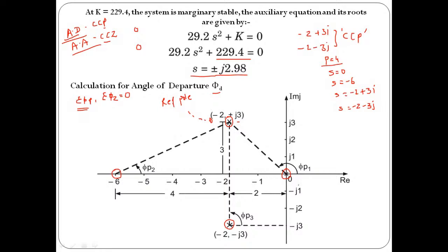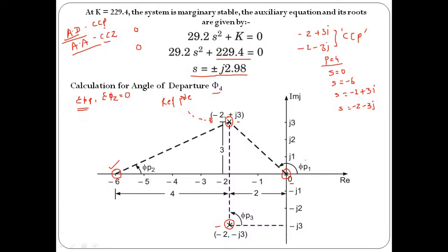So with respect to the reference pole, we need to connect all the remaining poles by a dotted line. So this is your reference pole. Let us connect this with respect to the pole available at the origin, then connect this with respect to the pole available at -2 minus 3j, and then the one available at -6 by dotted line. And then we need to calculate the angle subtended by each pole with respect to the reference pole.